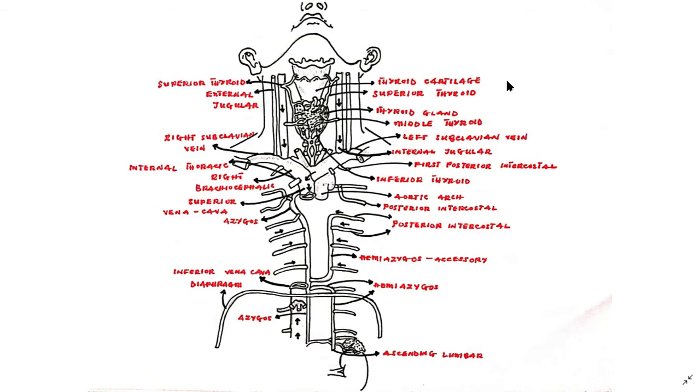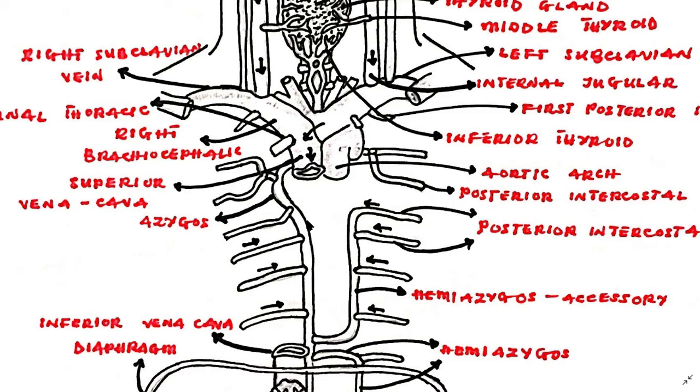Hi, this video is about the vena cava and azygos venous drainage of the body. The caval and azygos system of veins is a network of veins that drain organs in the head, the neck, the thorax, the abdomen, and even the pelvis. It consists principally of the superior vena cava, the inferior vena cava, and the azygos vein.